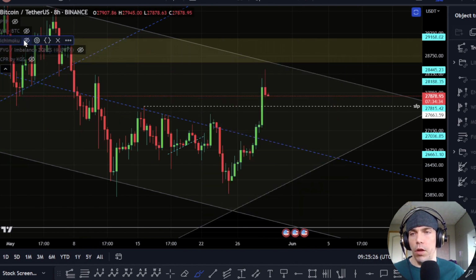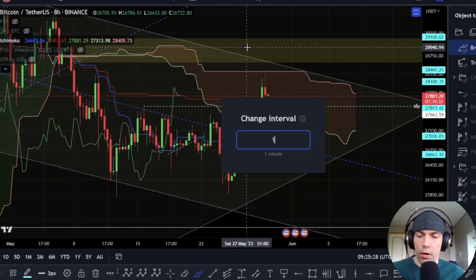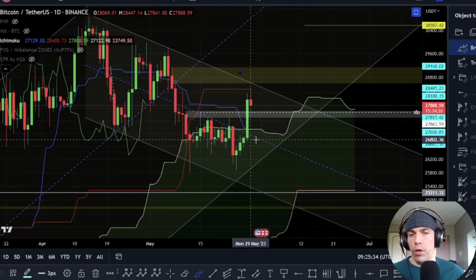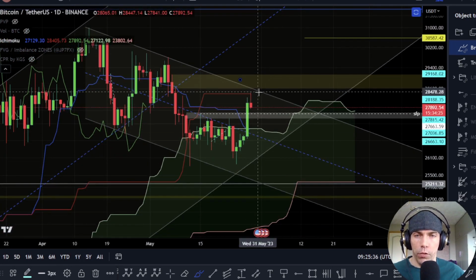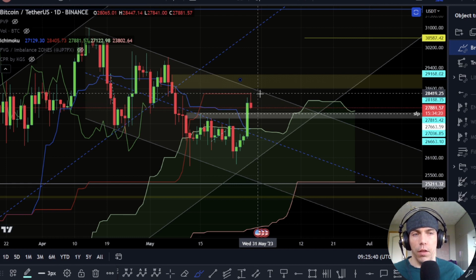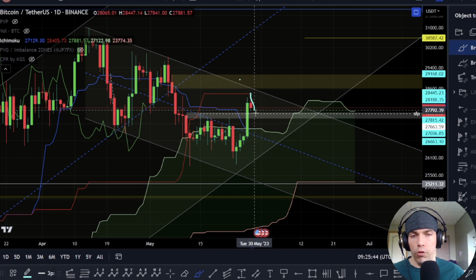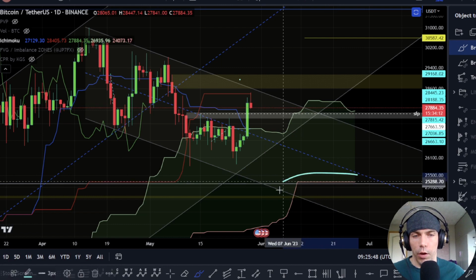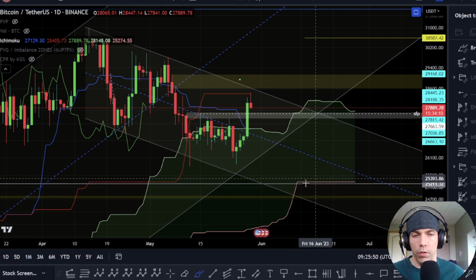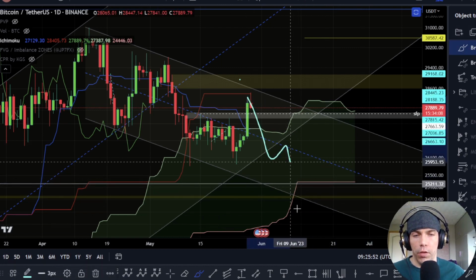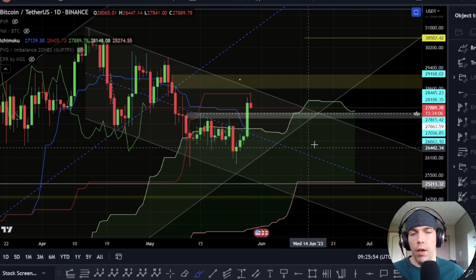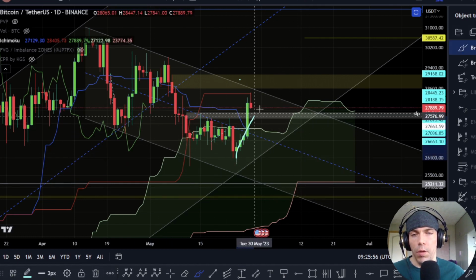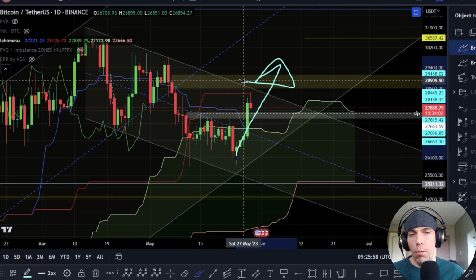Once again, if I just change this over here to the daily now, we have actually broken back above this cloud. So this is a good sign, but we have also rejected off of the baseline, which was sitting here towards the zone of this 28,419. If we do actually look to reject and come back down here, it would be interesting to see whether we get an interaction with the bottom line here of this cloud, and whether this can continue to hold us as support. If it does continue to hold, this could mean that we could actually start to see bigger moves to the upside developing.